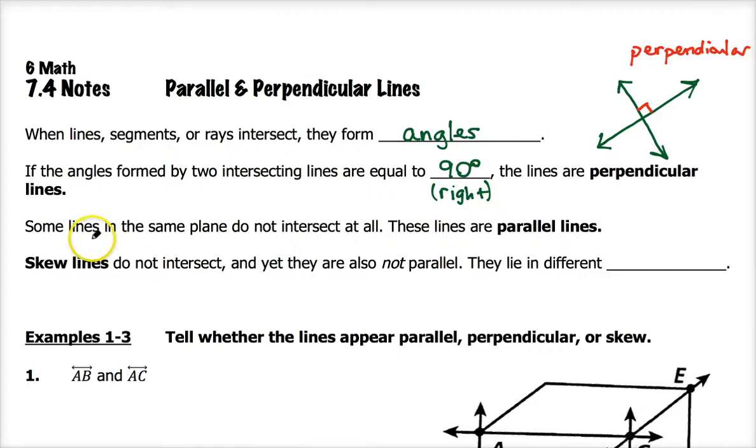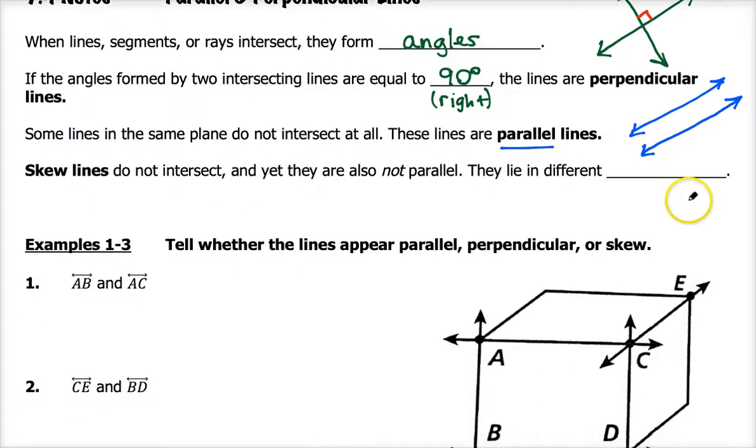We also have the possibility of lines in the same plane that do not intersect at all. And when lines are in the same plane and they do not intersect at all, we call those parallel lines. An example of parallel lines would be a line like this, and then another line in the same plane that does not intersect that line. You can think about railroad tracks. Railroad tracks have two bars for the trains to run on, and those bars have to be parallel to each other, otherwise eventually one bar will run into the other one. So parallel lines are in the same plane and do not intersect.